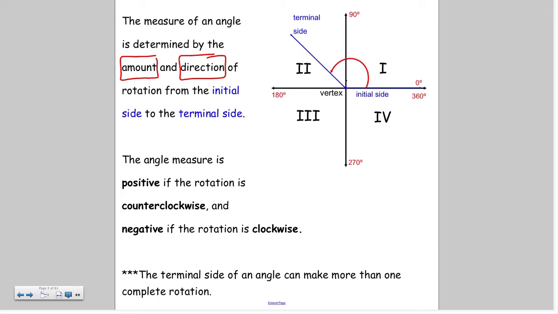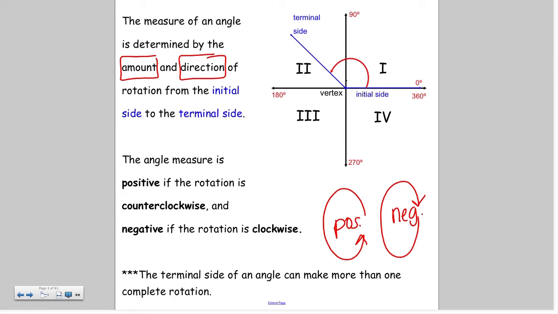The angle measure is positive if it's counterclockwise. So if I'm starting at my initial side and I'm going this way, counterclockwise, it's a positive degreed angle. If it's clockwise, it's negative. But it all starts at that x-axis at 0.